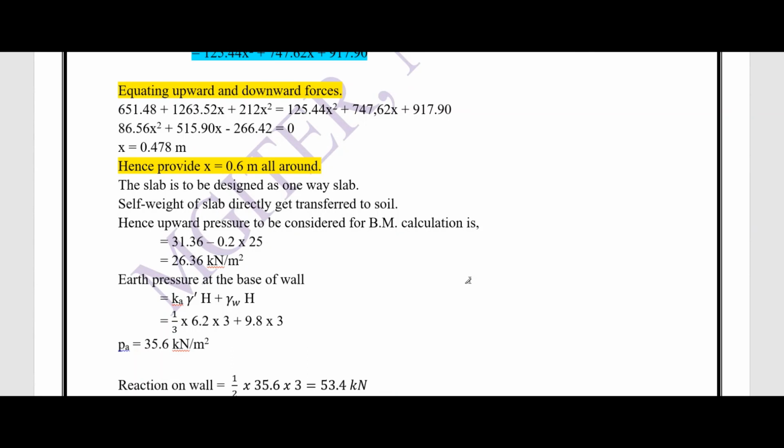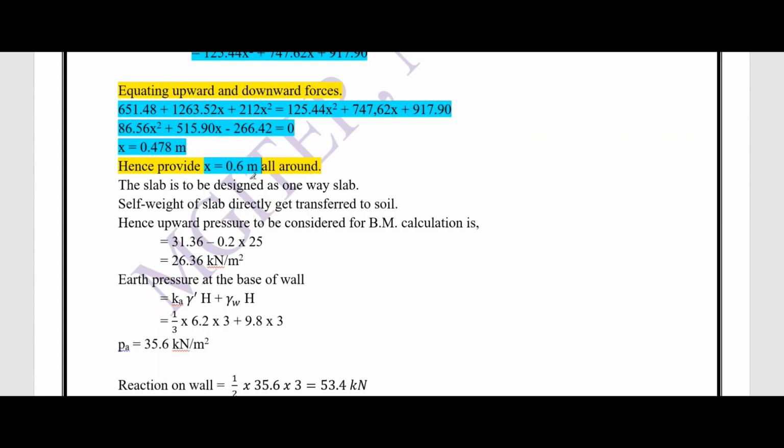Now equating the downward and upward forces, we assume both forces are the same. After solving this equation, we find the x value is 0.478. So we provide x equal to 0.6 meter all around.